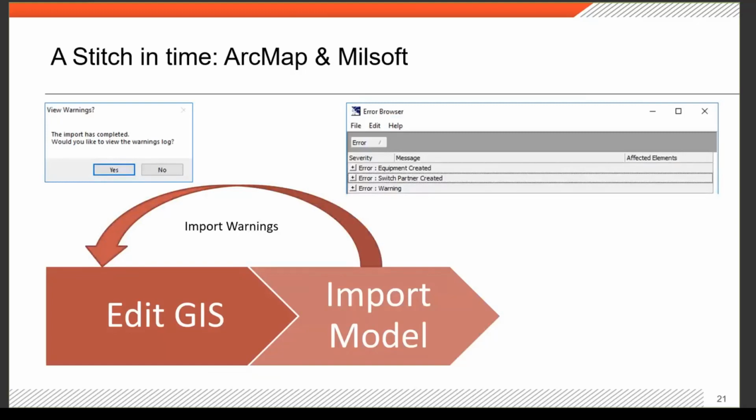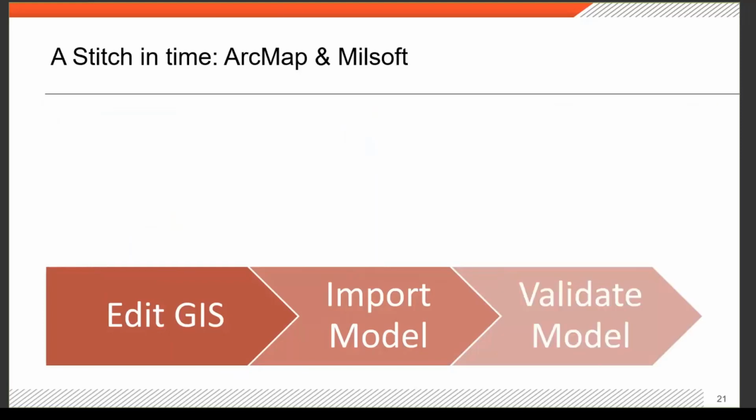They have to take these warnings from their import process, walk them over to the GIS department, give them a report, and then that GIS person is responsible for making and incorporating edits to fix those warnings. After several iterations of this, typically the warnings will be brought down to an acceptable level, hopefully none, but usually not. Once that's happened, then the engineer can import the model and begin validating it.